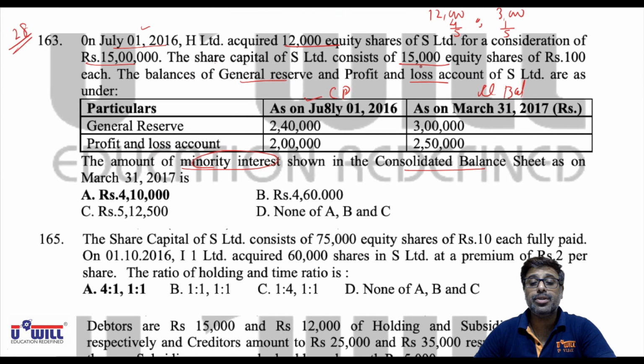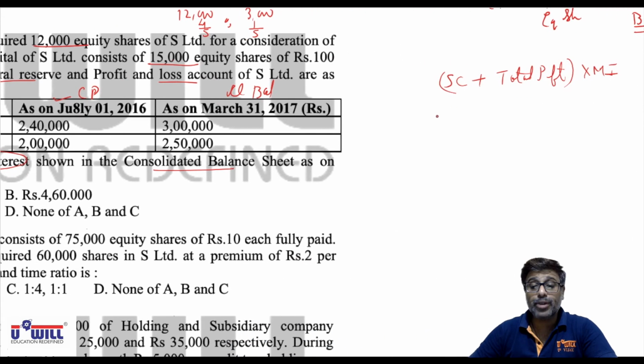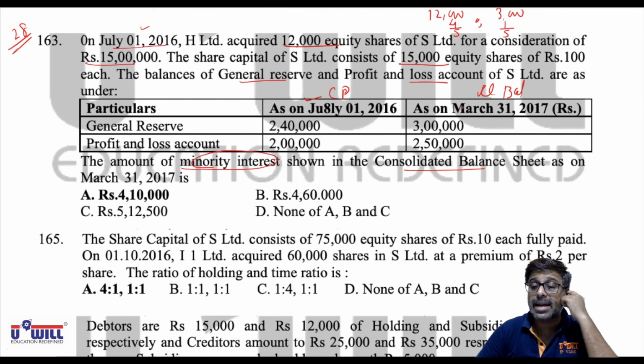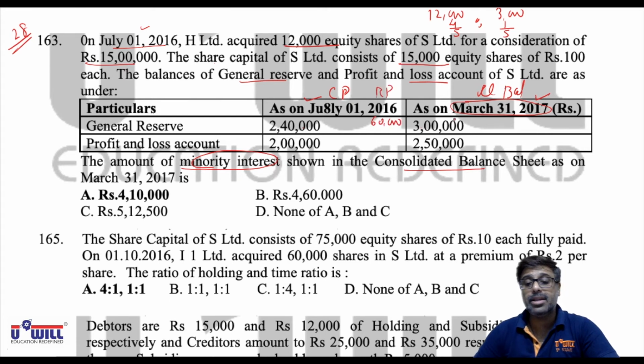Share capital is how much? 15,000 equity shares of 100 each, that is 15 lakhs. Share capital is 15 lakhs plus total profits. Now, total profits, directly take on 31st March only, that is the total profits. Otherwise, you take capital profits plus revenue profits. So if you do revenue profits, 3 lakhs minus 2 lakh 40,000, you'll get revenue profits as 60,000, but then we are considering the total profits. So even if you do 2 lakh 40,000 plus 60,000, you'll get 3 lakhs only. In short, directly take the closing balance, that is 3 lakhs.